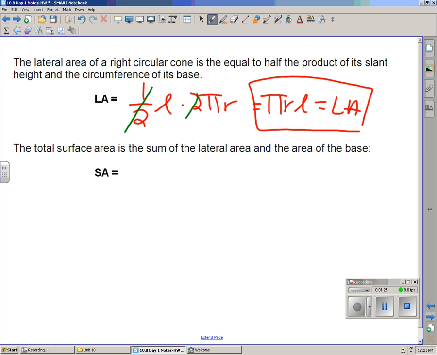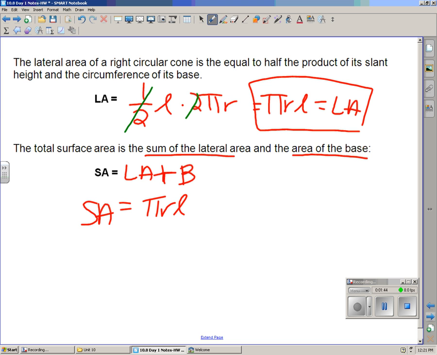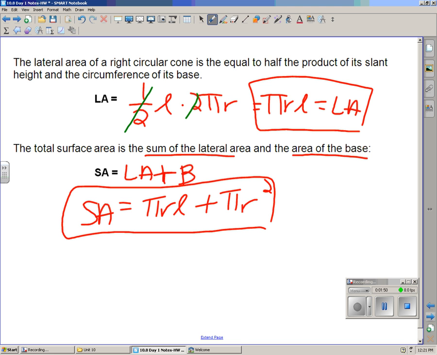sheet. They don't give you the surface area formula, but that should be pretty easy because the surface area is the sum of the lateral area plus the area of the base. Well, the base is just a circle. So surface area really then becomes pi RL, lateral area, plus pi r squared, area of the base. So those are the two formulas that you need to have.